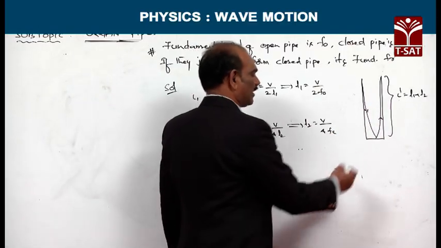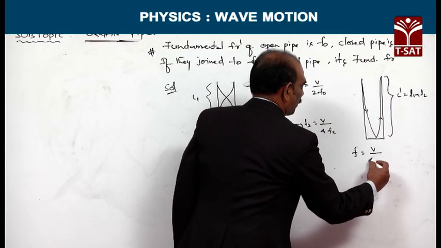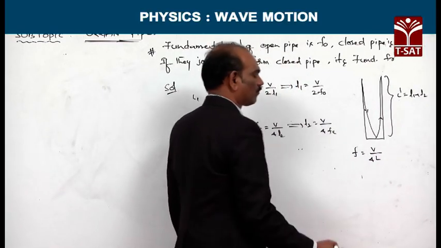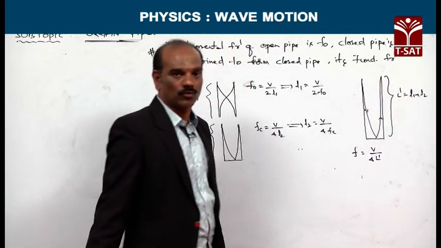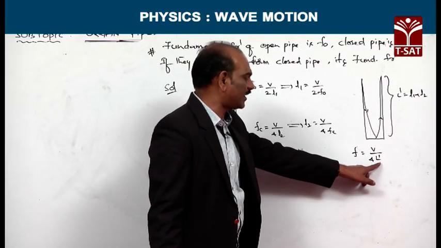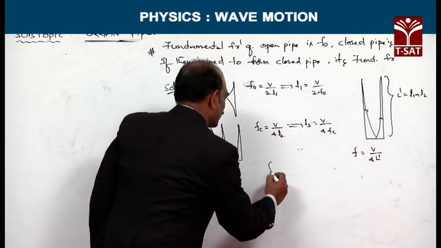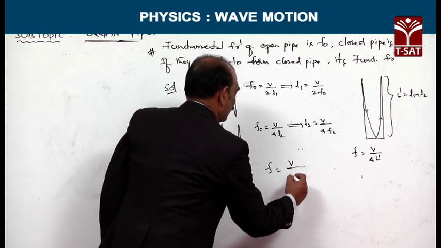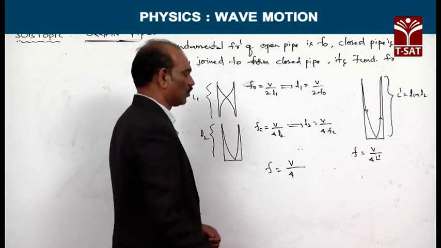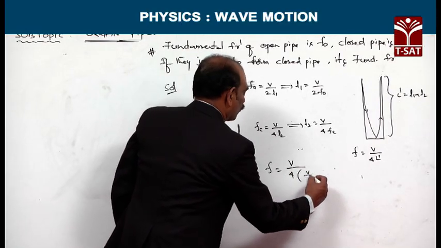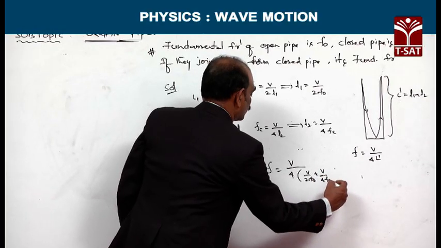How can we calculate that? We know that in the fundamental mode, F is equivalent to V by 4L dash, where L dash is the new length of this closed pipe. Now we want to find the L dash value. What is L dash value? L1 plus L2. So therefore, F is equivalent to V by 4 times this L dash, which is nothing but L1 plus L2, which is equivalent to V by 2F0 plus V by 4Fc.